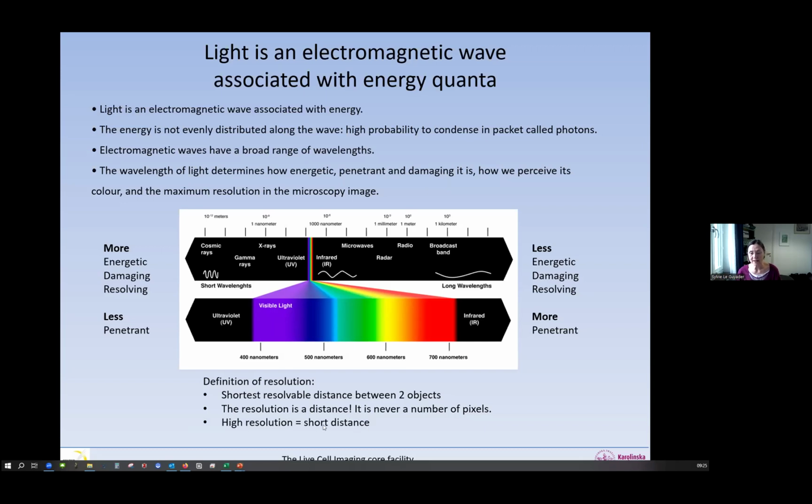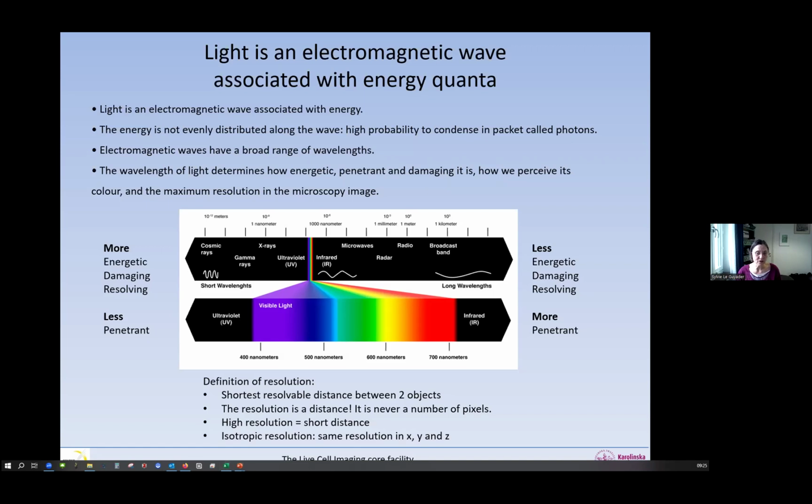And that also means that because we want to be able to separate two objects when they're very close to each other, we can still separate them. We have a high resolution. So a high resolution means a short distance. Okay, so when we talk about the resolution, a 225 nanometer resolution is a better resolution, is a higher resolution than 450. So a high number in the resolution means a bad resolution, right? We want a small number of the resolution.